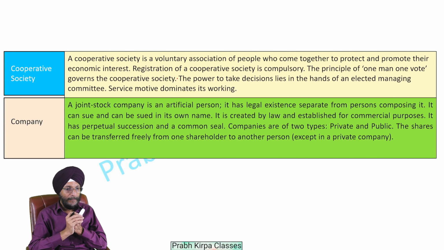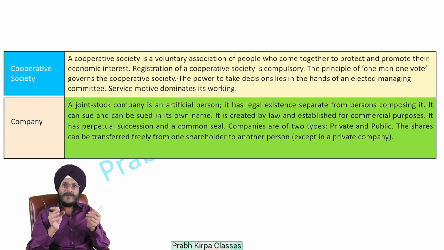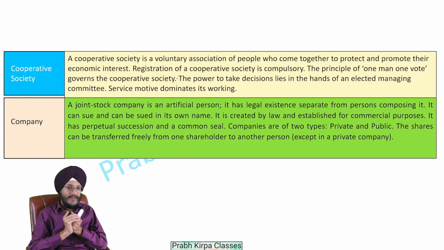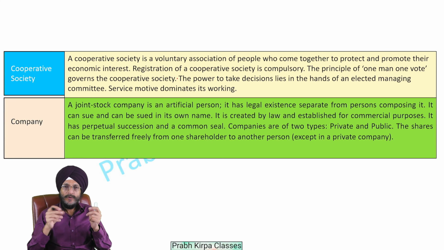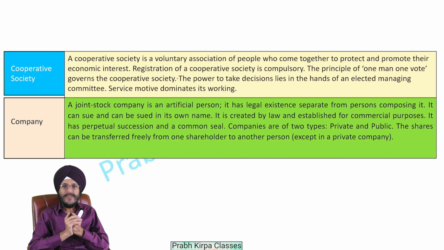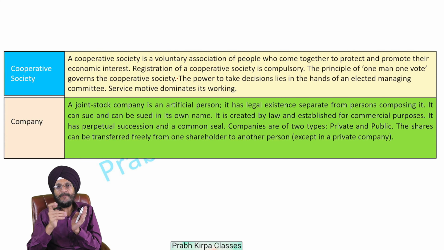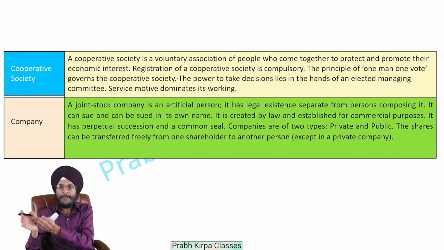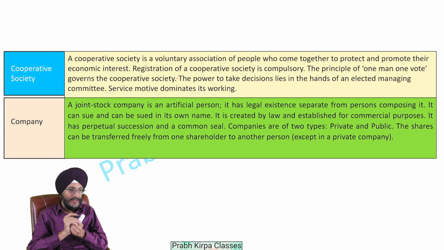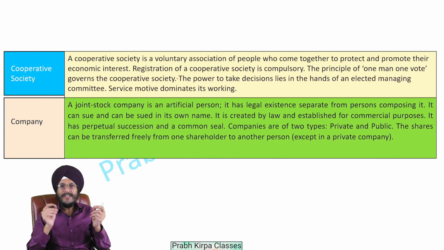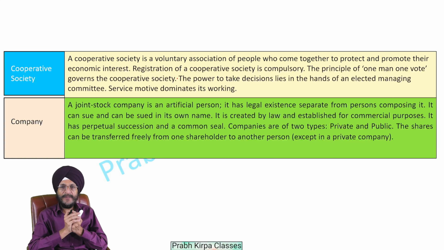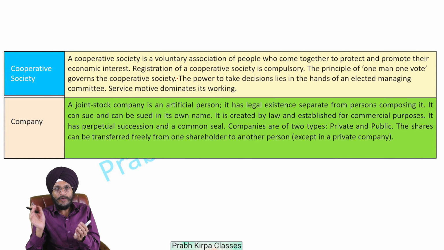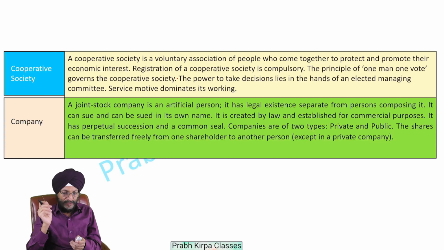In the case of company, joint stock company is an artificial person. It has its legal existence. It can sue and be sued in its own name. Joint stock company can be a private company or a public company. In the case of private company, its shares cannot be transferred easily, whereas in the case of a public company, the shares are listed on the stock exchange and can be easily transferred.